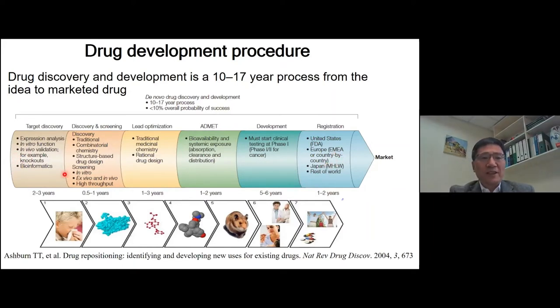Each step takes, as you can see, from 2 to 3 years, up to 5 to 6 years, and eventually you can imagine it takes around 10 years. So that's one of the problems for drug development. Even for the vaccine this year and last year, when we faced this pandemic, it took a huge amount of resources. Even so, I hope we can use the vaccine very soon, but we must bear in mind that we are not sure of the potential long-term side effects.